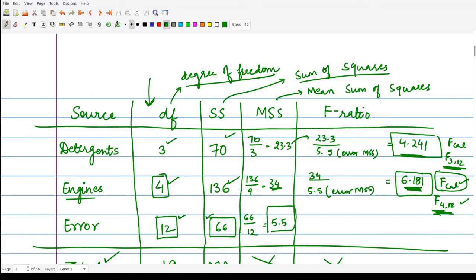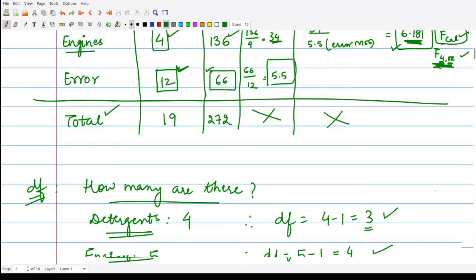Now, what is the tabulated value? That would be given to you in the question, and that is obtained by looking at these quantities. So this 3 represents the degree of freedom for detergents, and this 12 represents the degree of freedom for error. And in the lower case, 6.181, here we will compare this with the value F 4,12. Now 4 is the degree of freedom for engines, because this value is for engines, and 12 is the degree of freedom for error, right? So we'll compare these two values.